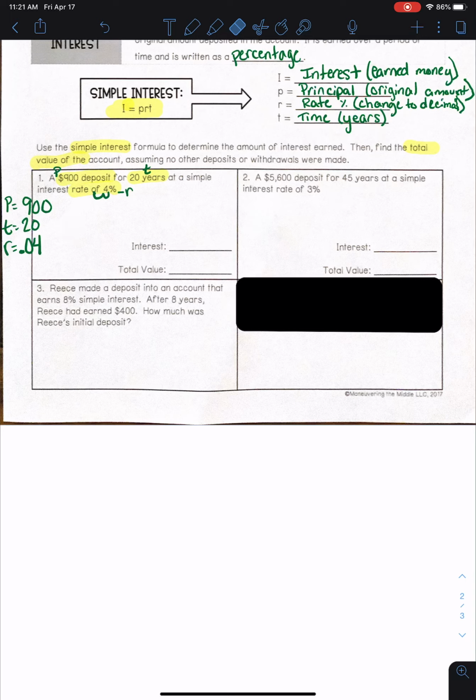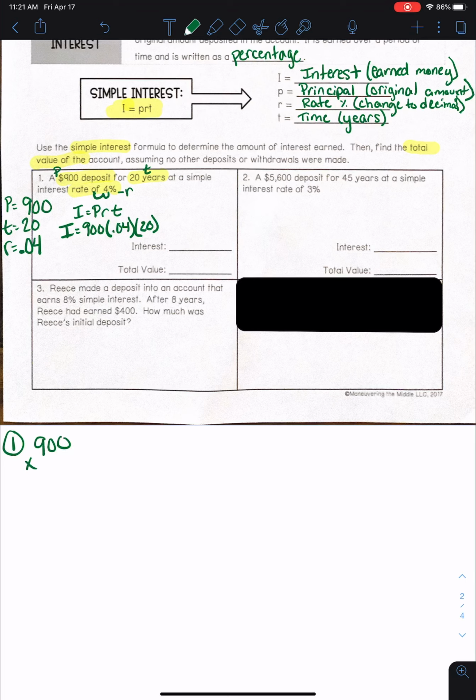Now, I can write my formula. I equals PRT. And I'm going to plug in what I know. Do I know my interest yet? No. So I'm going to leave it as I. P is 900. R is 0.04. And T is 20. Now I can multiply. So I'm going to do that down at the bottom.